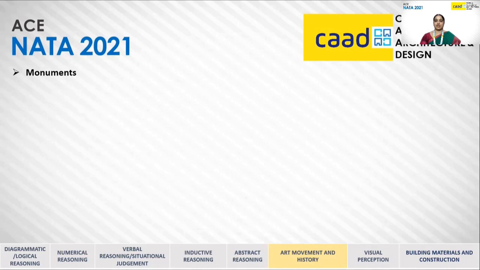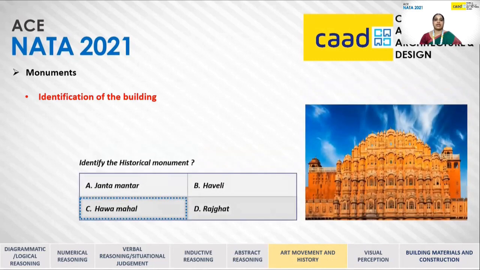Starting with monuments, identifying the building is important. The image, location or specific features of the building will be given and you have to identify it. For example, the image of the building is given and you have to choose the correct answer from the options given.